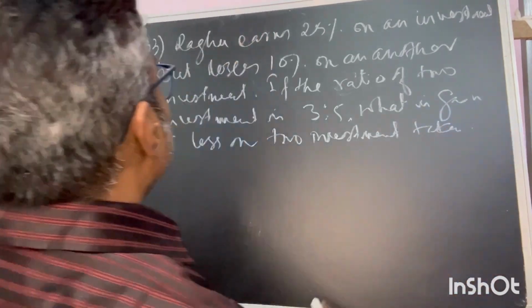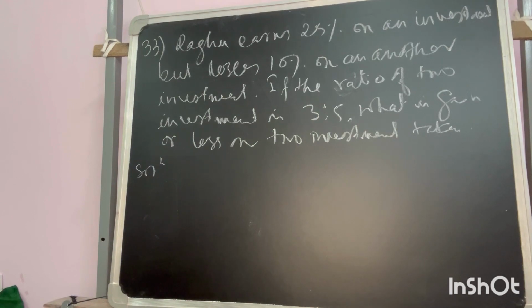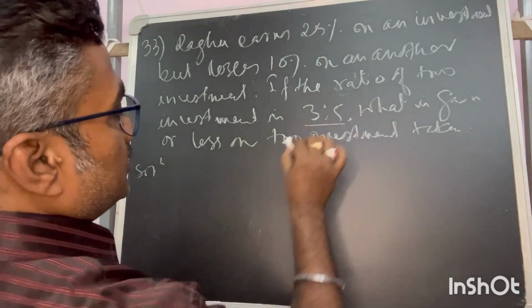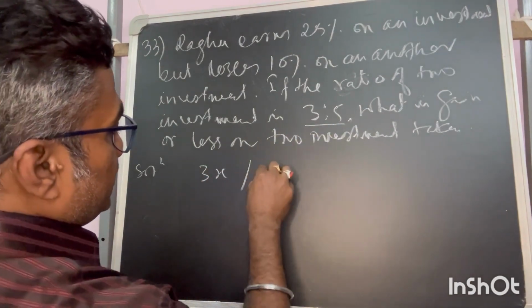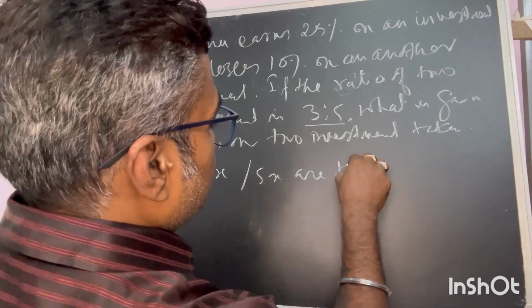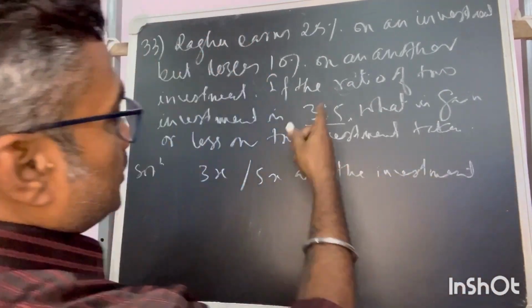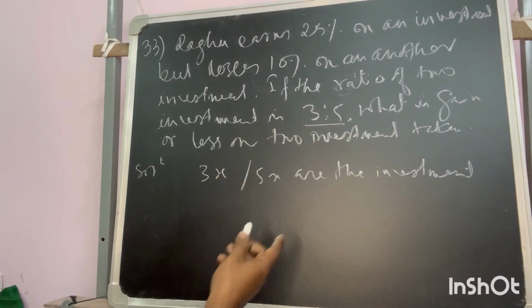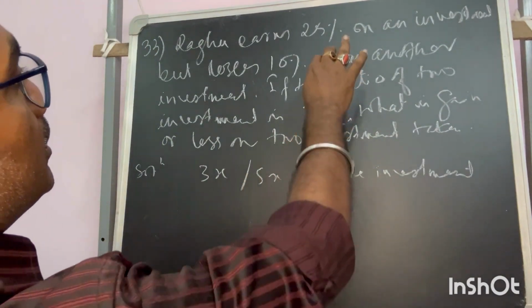Now there are two investments. These investments are given in the ratio of 3:5. So you can assume 3x and 5x are the investments, whatever unit it could be. If you multiply by the common unit, that would give you this much investment, and you can assume the units as per your convenience.